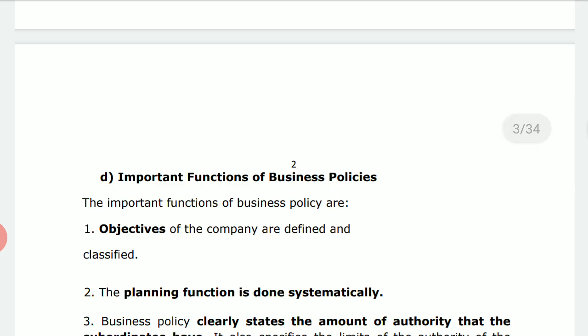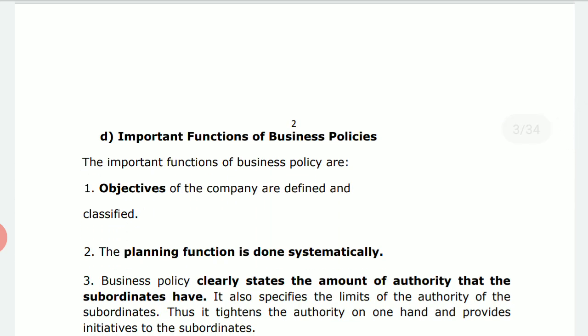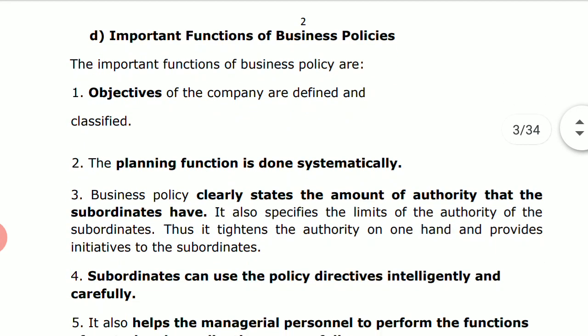So it has to be stable in nature. Now that we are clear with the business policies, here we are going to see some important functions of business policies. By now we know what business policy is.